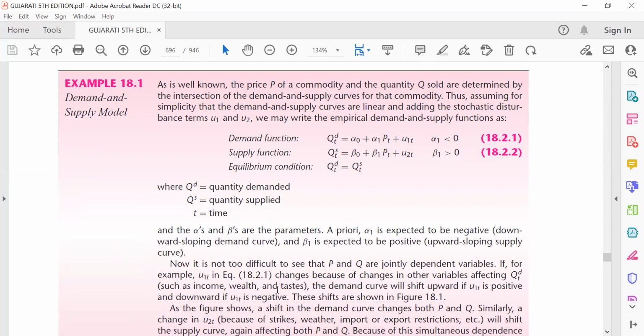Okay, now it is not too difficult to see that P and Q are jointly dependent variables. Here P and Q are jointly dependent variables because if we equate Q demand equal to Q supply, we have the solution for this equation: P is a function of the parameters of this model.